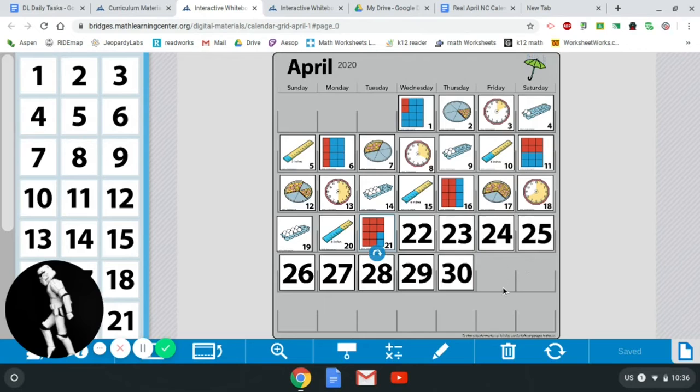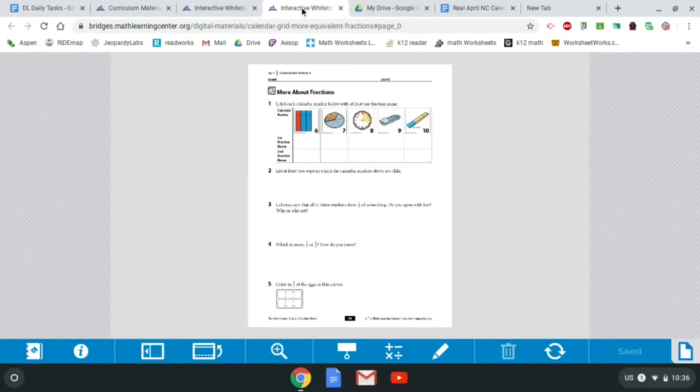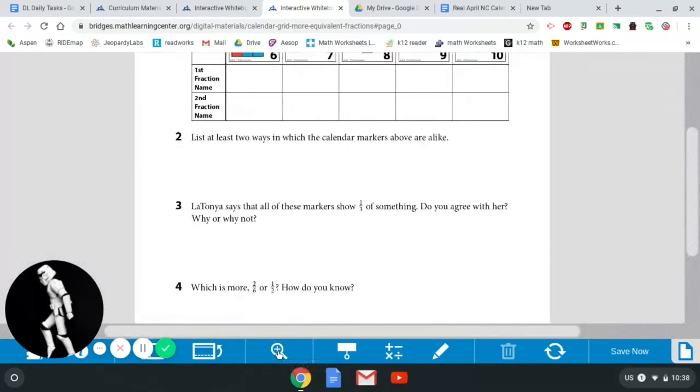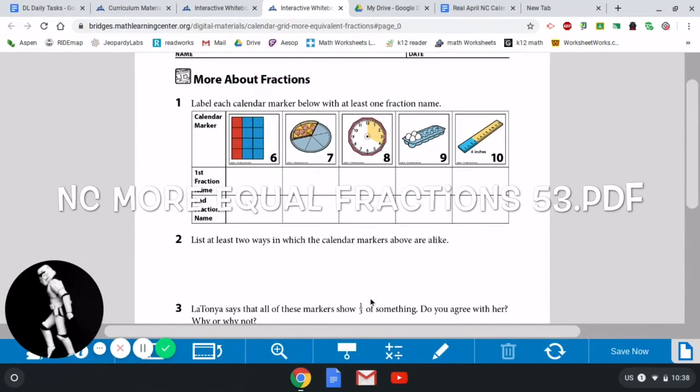Hey, don't go anywhere yet. You've got a Number Corner assignment to do. It is attached to this assignment post. It is a PDF and it looks like this. You've got this page to complete. This page is titled More About Fractions, page 54. But when you go to print it off, you're going to find a PDF titled NC More Equal Fractions 53.